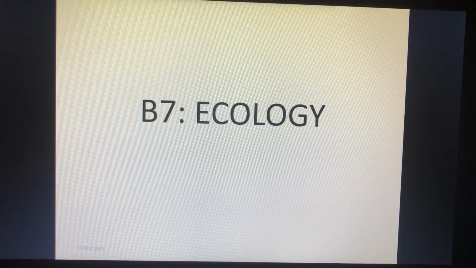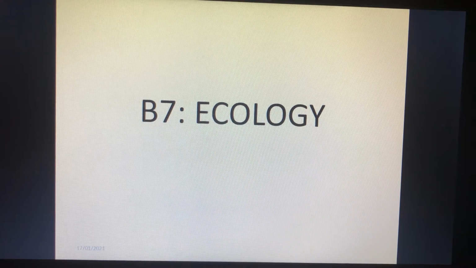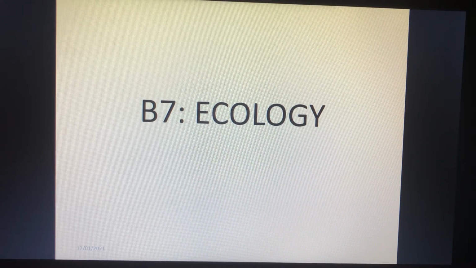Hello Year 10, we are starting a new topic, B7 Ecology, and this is our first topic that we're doing from paper 2. So this is where we talked about having a new book ready to be able to start the new paper in a new book. So hopefully you've got a fresh book ready to go.